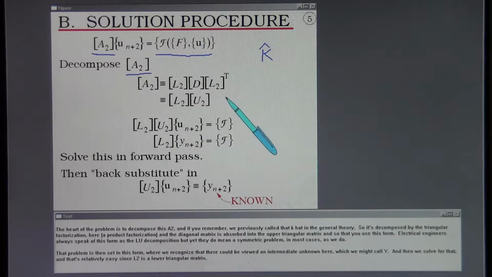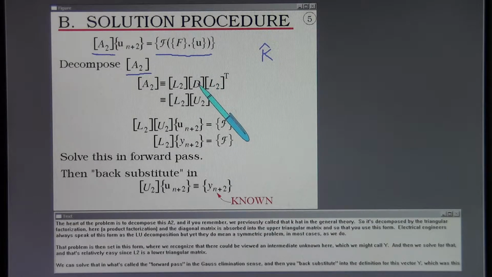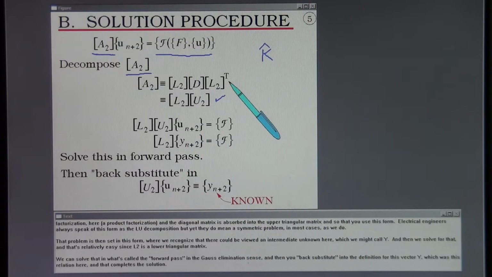So it's decomposed by the triangular factorization here, a product factorization, and the diagonal matrix is absorbed into the upper triangular matrix, and so that you use this form. Electrical engineers always speak of this form as the LU decomposition, but yet they do mean a symmetric problem in most cases, as we do.